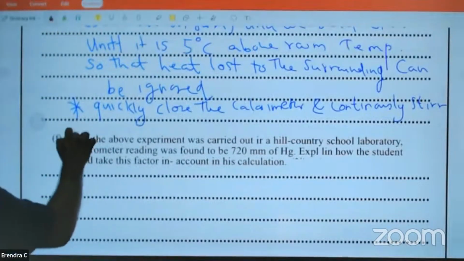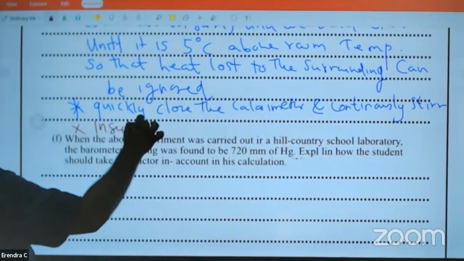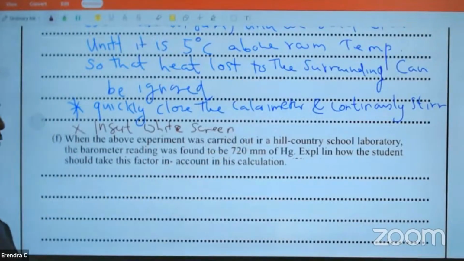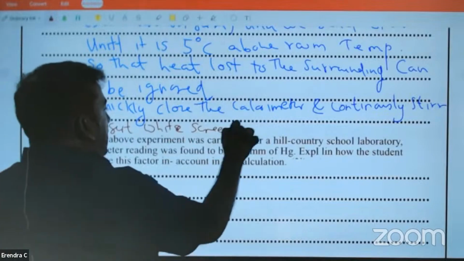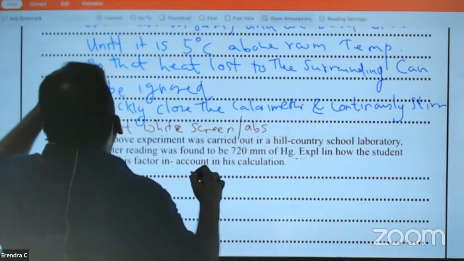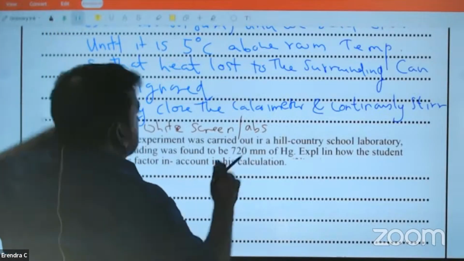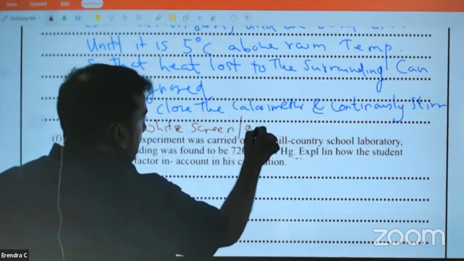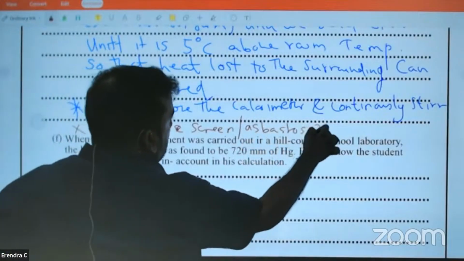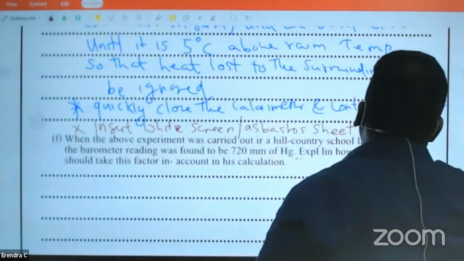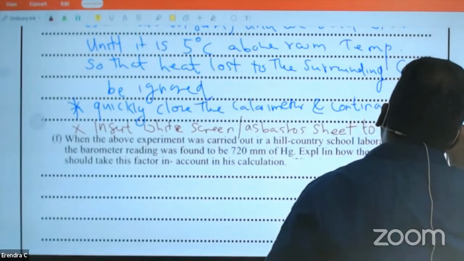You can say insert white screen. Why white screen? White screen is a good reflector of radiation. White screen or asbestos sheet. Not asbestos, I'm also writing it wrong. Asbestos sheet to stop radiation heat transfer.